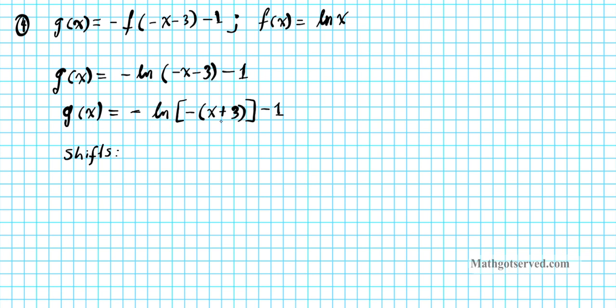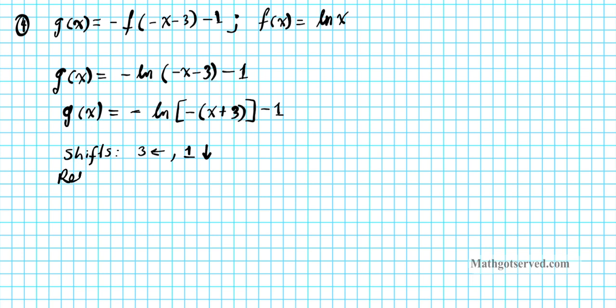So the shifts, we have a 3 next to the x. So we'll do the opposite of what the sign is telling us. So that means we're going to go 3 units to the left. Minus 1 outside the function means we're just going to subtract 1 from the function, or basically shift 1 unit in that direction of that sign along the y-axis, 1 unit down. Alright? Okay.